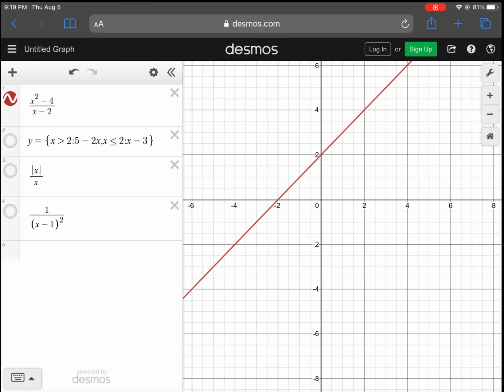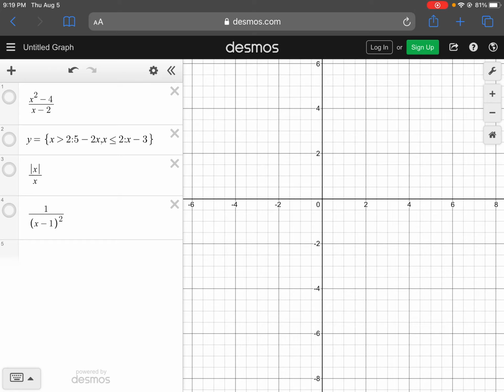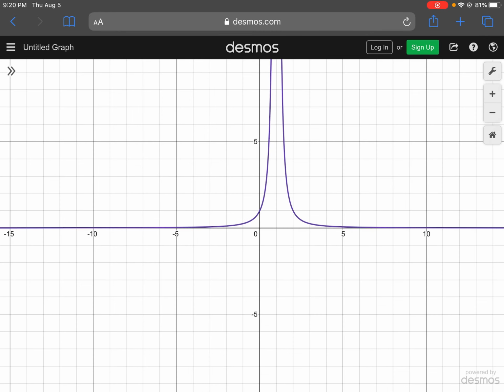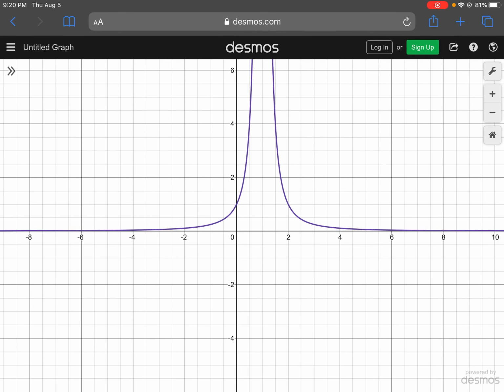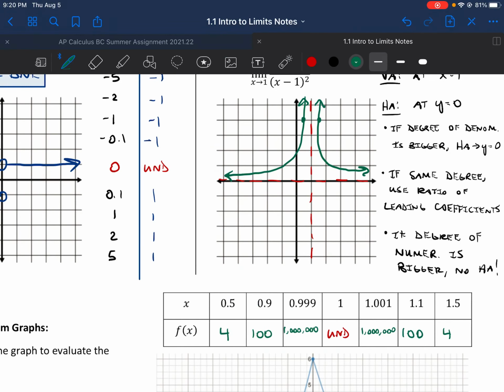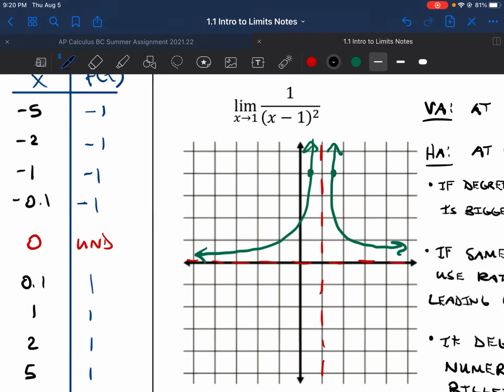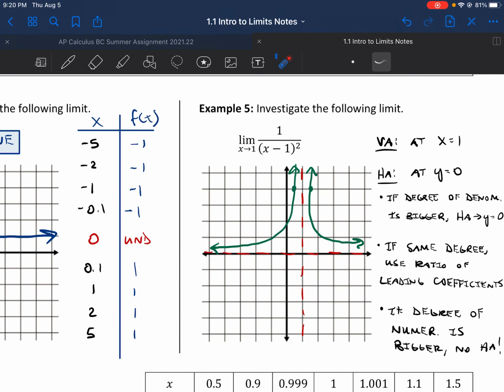Now let's actually look at it in a graphing calculator. So right here. And we can see that exact behavior. We can see that we have our horizontal asymptote at y equals 0. We can see our vertical asymptote at x equals 1. Okay? So let's figure out what this means in terms of our limit, though, because remember, our original problem is find this limit if it exists. So find the limit of this function as x approaches 1.